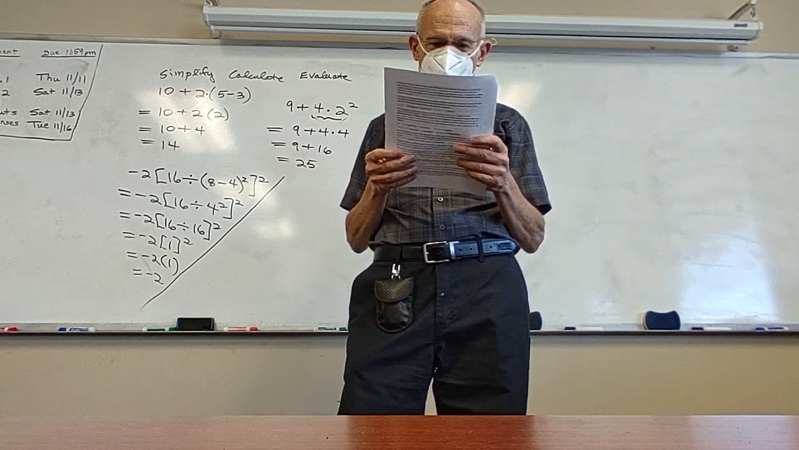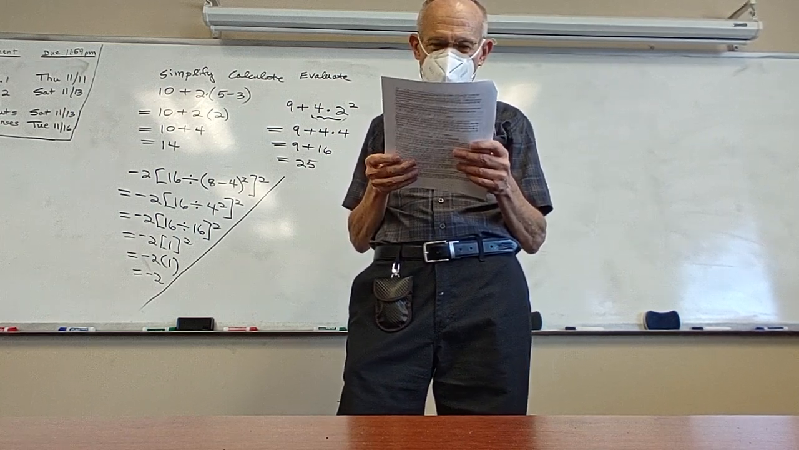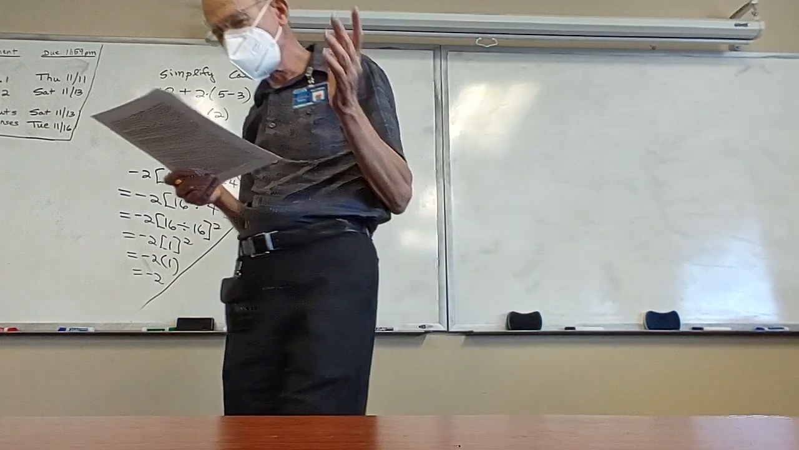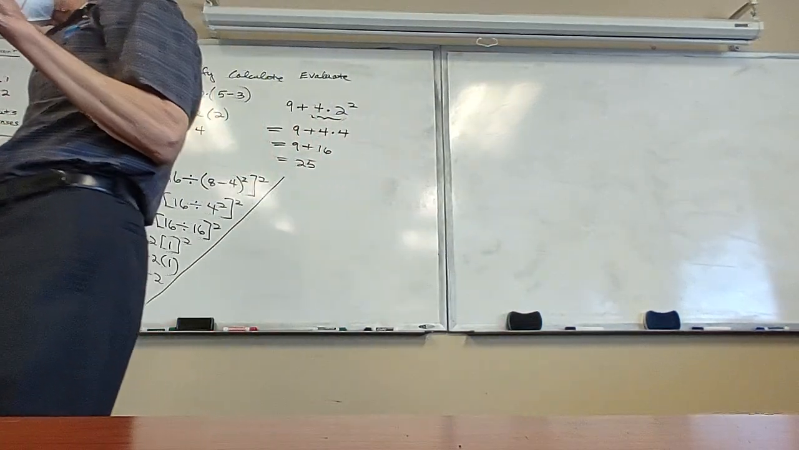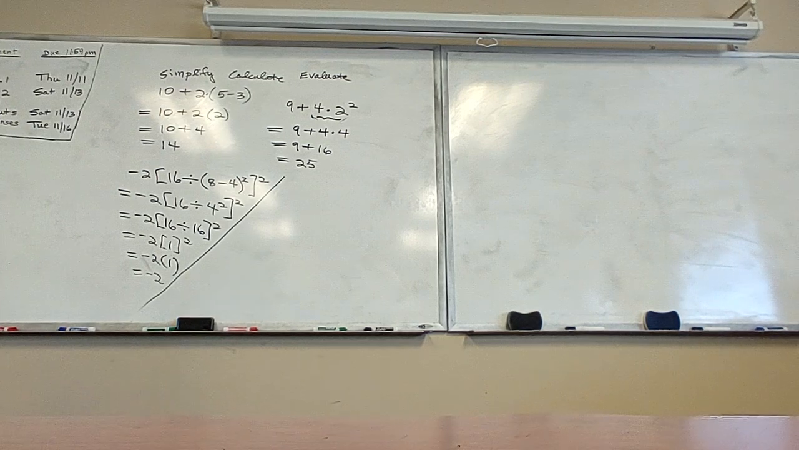Commutative property of multiplication. AB equals BA. Okay, so this is saying if you're multiplying two numbers, order does not matter. So 2 times 3 is the same as 3 times 2.